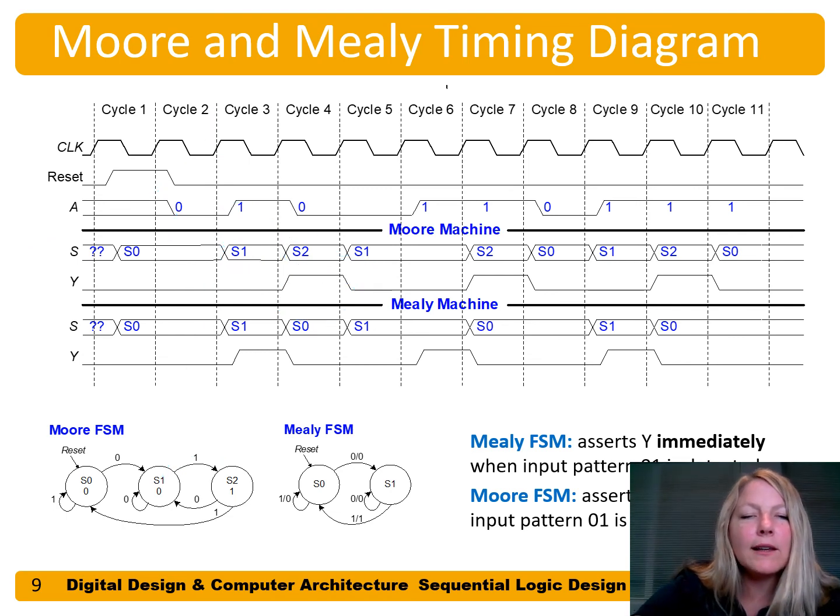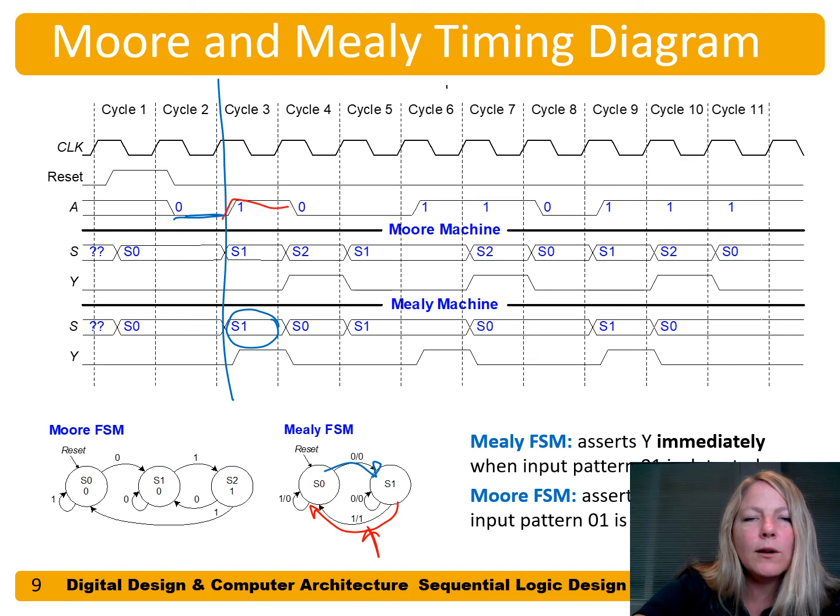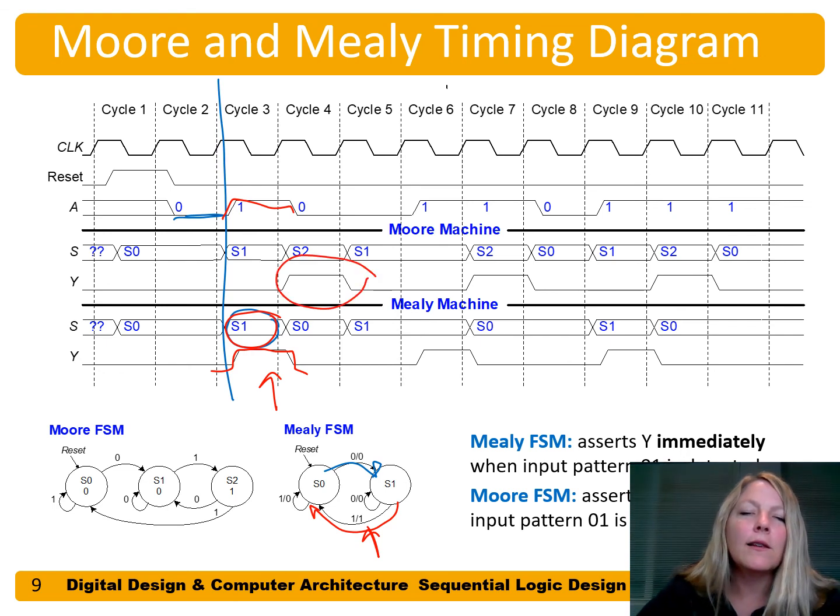However, with the Mealy FSM, we see it sees the 0, and the next state becomes S1. So it still does wait for the clock edge to go to that next state, S1 here. But while we're in S1, it detects the 1 and immediately asserts the output of 1. So it sees this 1 on the input and immediately says, hey, I'm in state S1, and I saw 1 on the input, great, let's go ahead and assert that output. And so it asserts 1 cycle earlier than the Moore FSM.